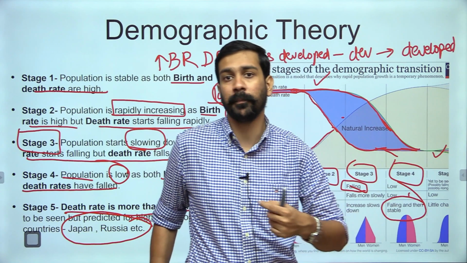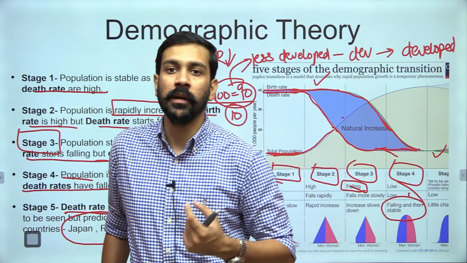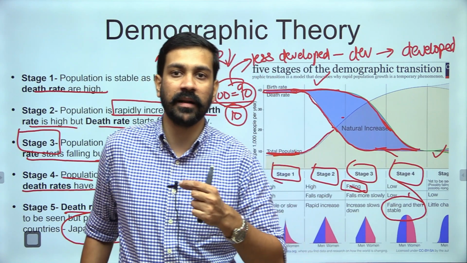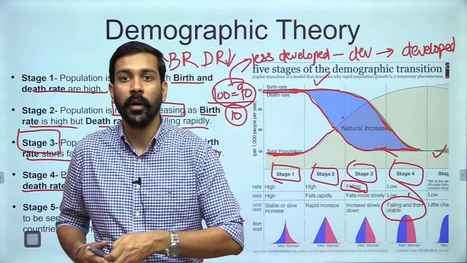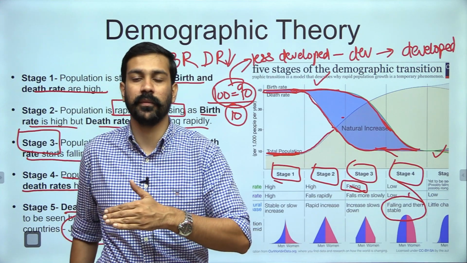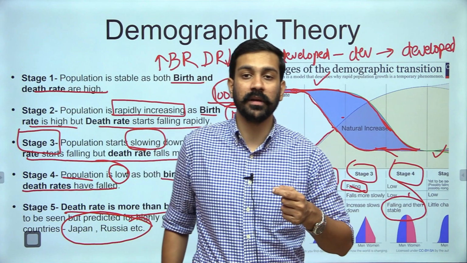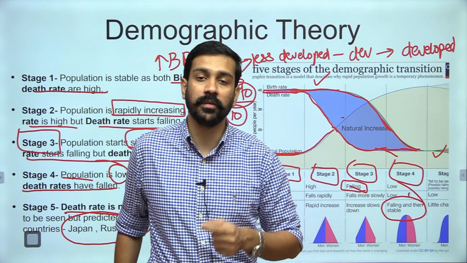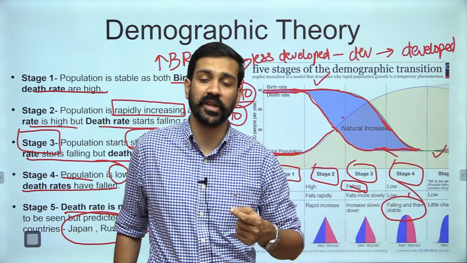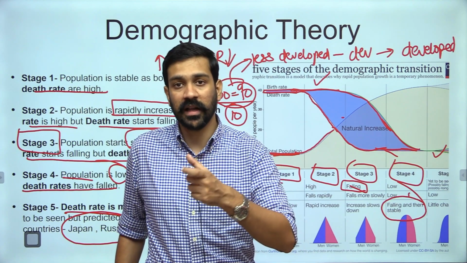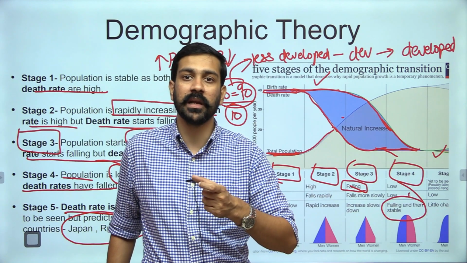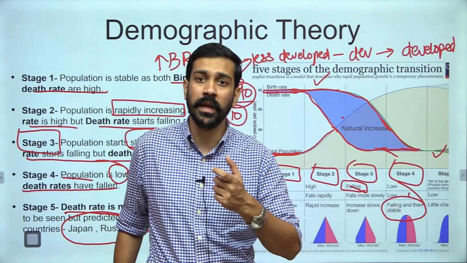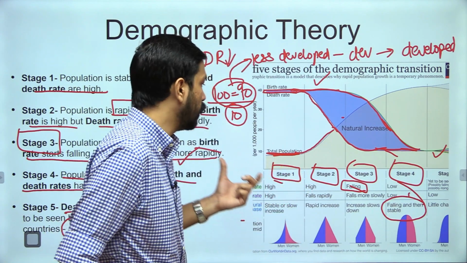And the fifth stage is a predicted stage, where both birth rate and death rate are not only low, but the birth rate is in the negative percentage, due to which the population levels have started decreasing. It is particularly the case of countries like Japan or Russia, where the death rate is high, but the number of people being born in the country is very low. This is the demographic transition theory.